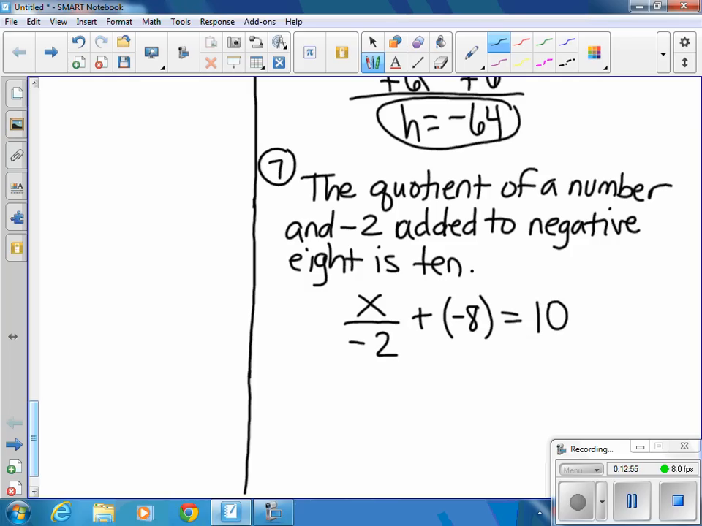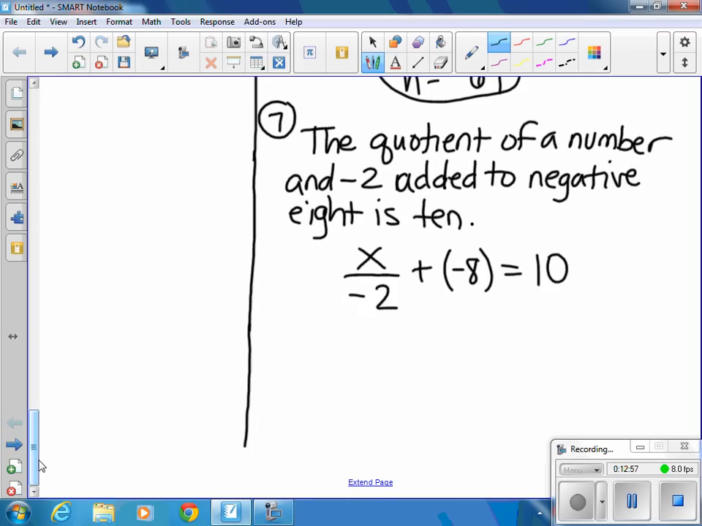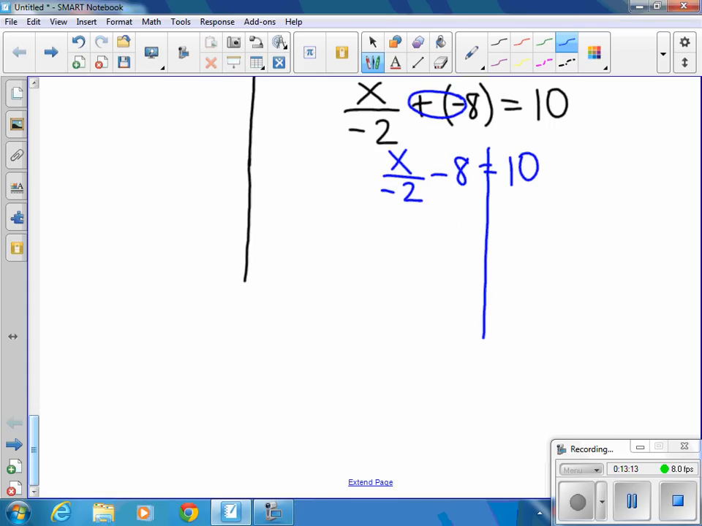Now before you go any further with this, you want to always get rid of double signs if you've created any. Right? So in this problem, this plus negative right here is not going to help us out any. We want to change it. And we want to rewrite the problem to say x divided by negative 2 minus 8 equals 10. And now we've got our normal 2-step that we can safely solve. You want to add 8 to both sides. And that leaves you with x divided by negative 2 equals 18.